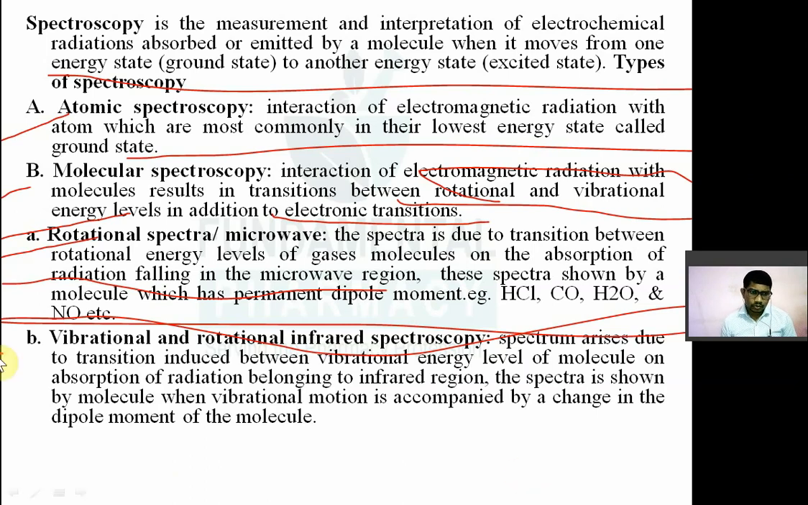So here, infrared radiation spectrum arises due to a transition induced between rotation vibrational energy levels of the molecule upon the absorption of radiation, that is infrared radiation. The spectrum is shown by the molecule when a vibrational motion is accompanied by change in the dipole moment of the vibrational energy level. Change हो जाएगा, transition of vibrational energy level. Okay, vibrational energy level transition and those molecules which are having dipole moment.